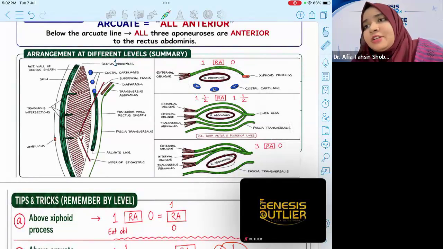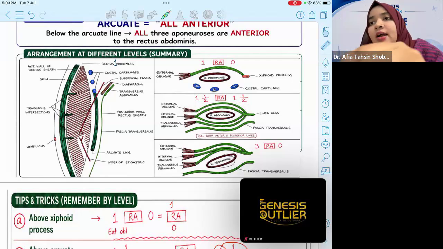What is half and half here? See this, suppose it is the rectus abdominis muscle. For the anterior layer, you will get external oblique muscle aponeurosis. And here, the internal oblique muscle aponeurosis will be split into two divisions, half and half. If I suppose it as one, then half will be anterior, half will be posterior.